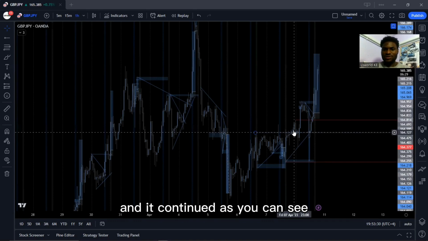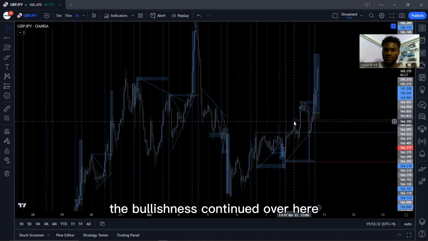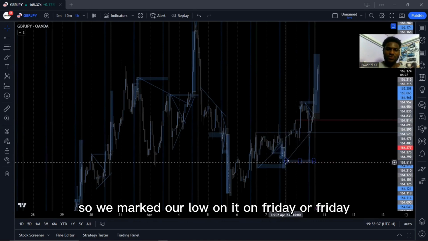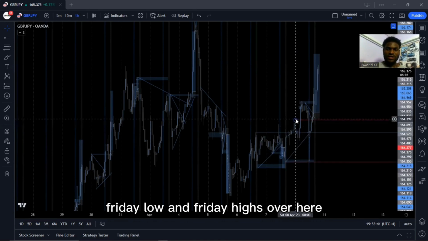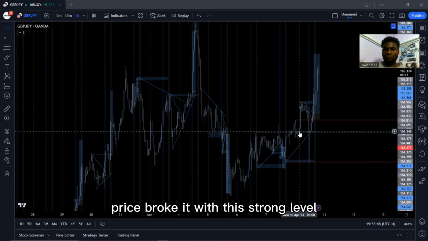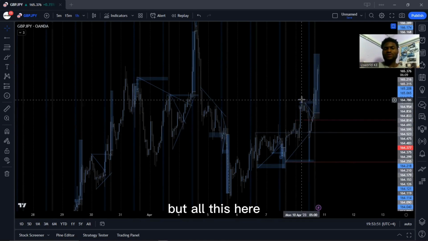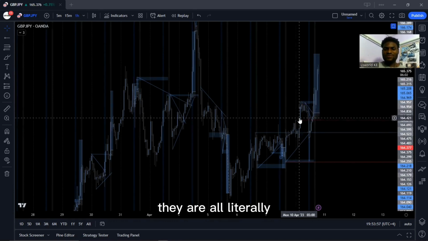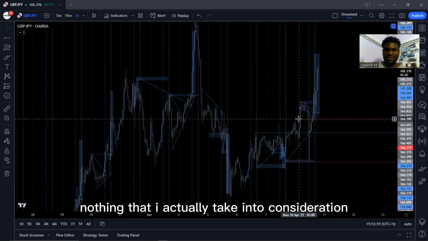And it continued. As you can see, the bullishness continued over here and then retraces back over here. So we marked our low on Friday low, and then Friday highs over here. And as you can see, during New York session, price broke it with a strong level, but all of these are literally nothing that I actually take into consideration.